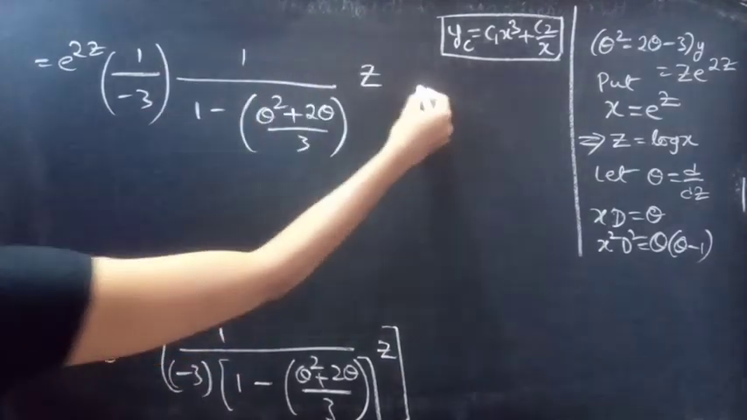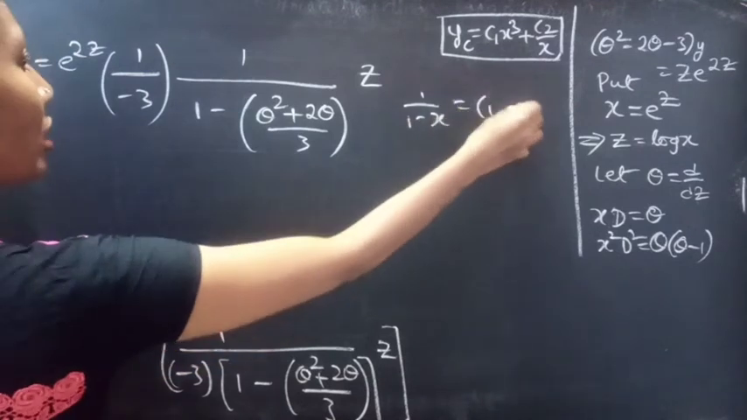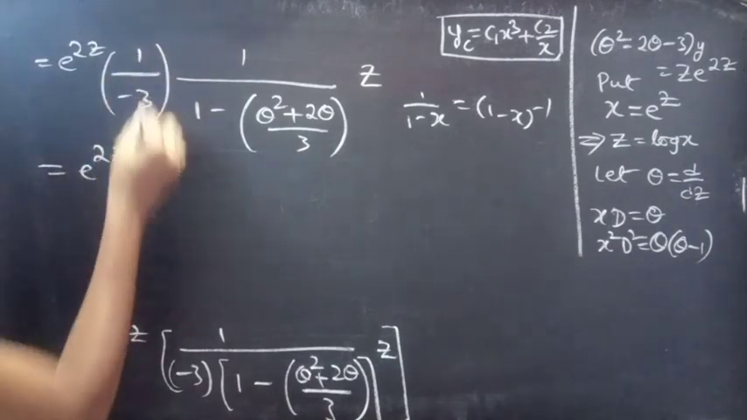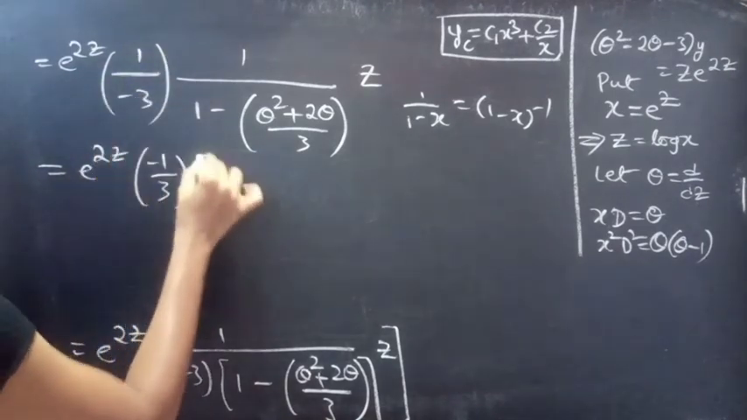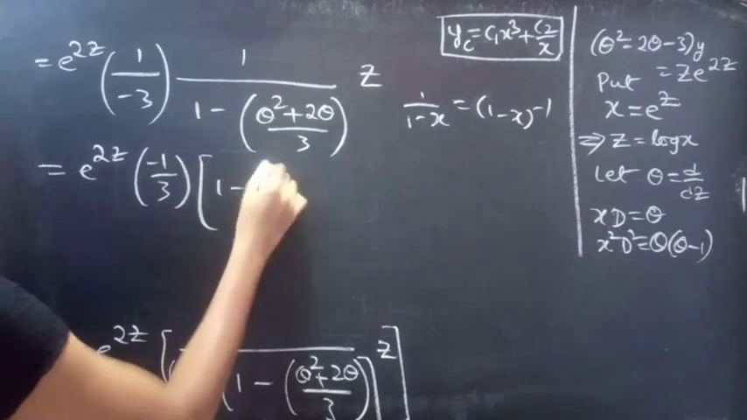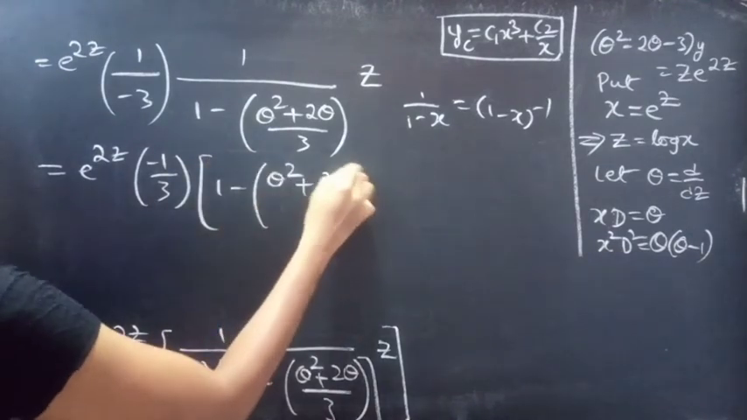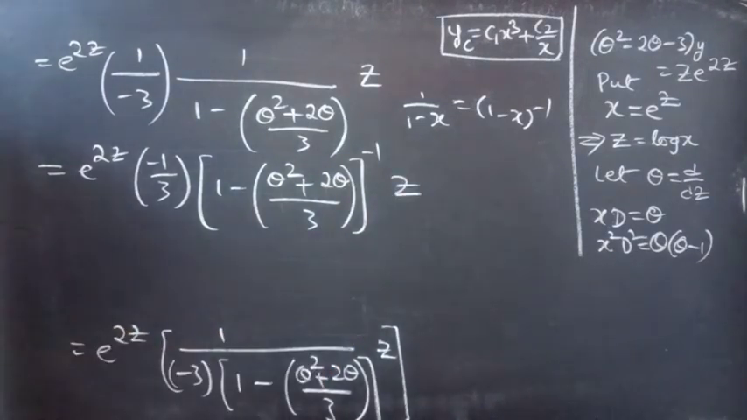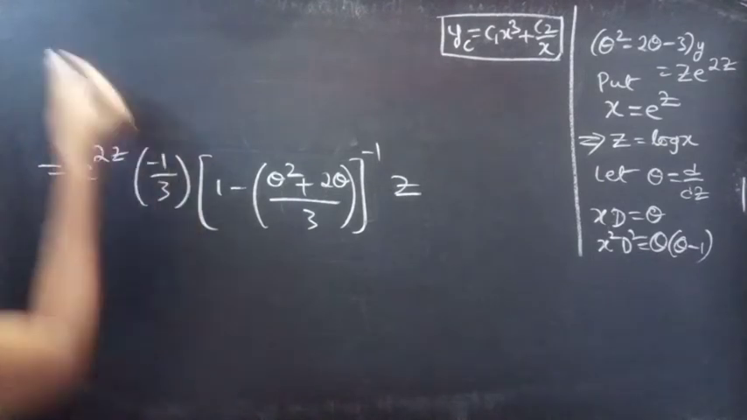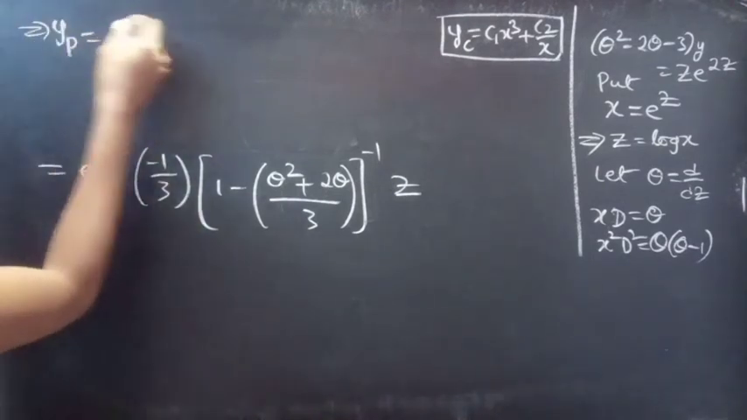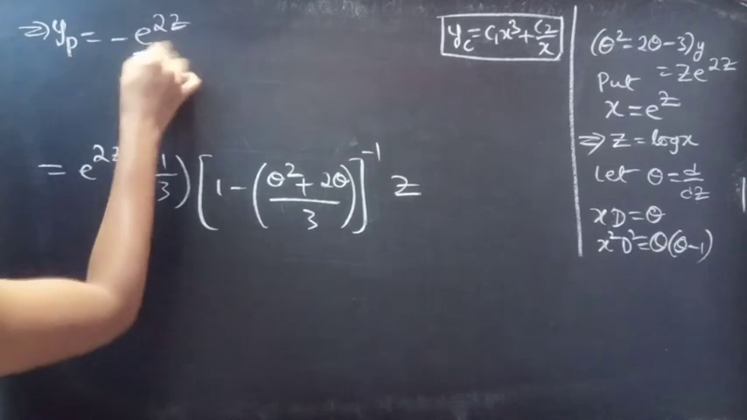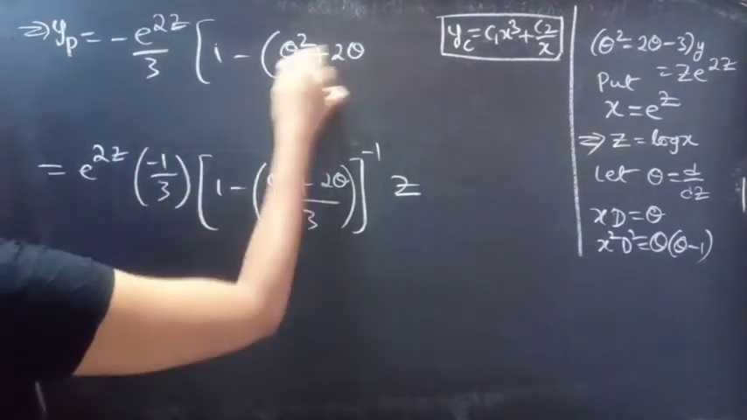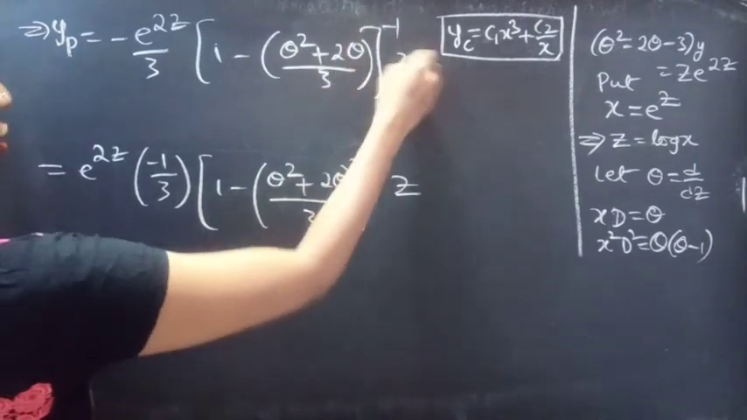So this fraction is of the form 1 by 1 minus x, so we can write it as 1 minus x whole inverse. And we can write 1 by minus 3 as minus 1 by 3. So we write this as 1 minus theta square plus 2 theta by 3 whole inverse into z. Now we can write this as minus e power 2z by 3 into 1 minus theta square plus 2 theta by 3 whole inverse into z.